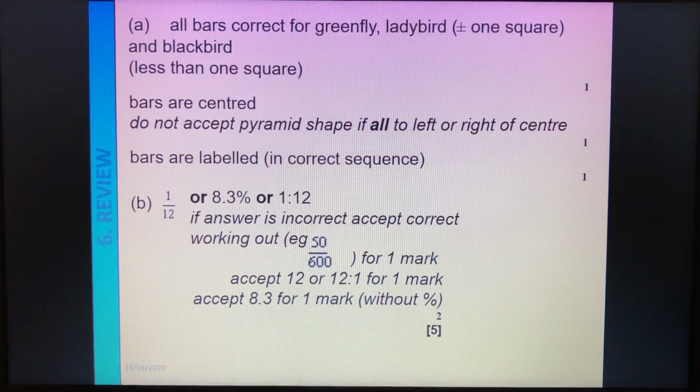And then let's get our green pens ready. So we had all bars drawn correctly, the green fly, the ladybirds and the blackbird. The blackbird needs to be less than 1 square. We did that, I hope.